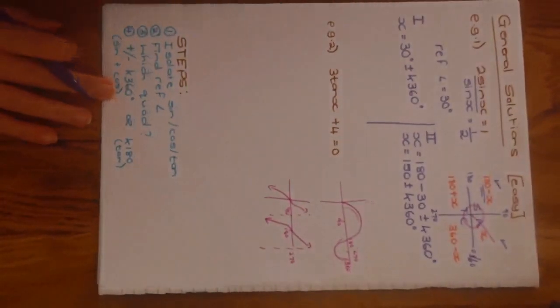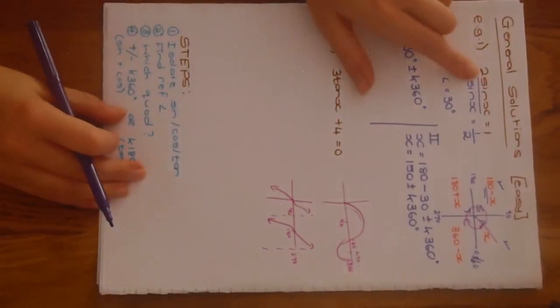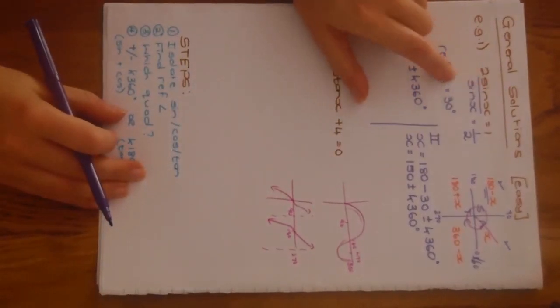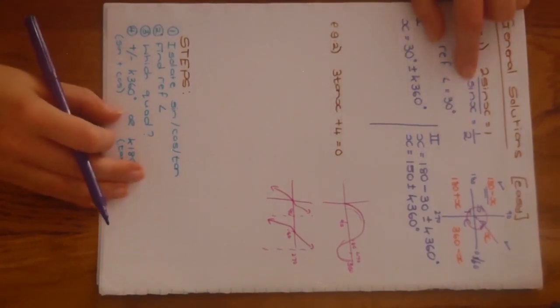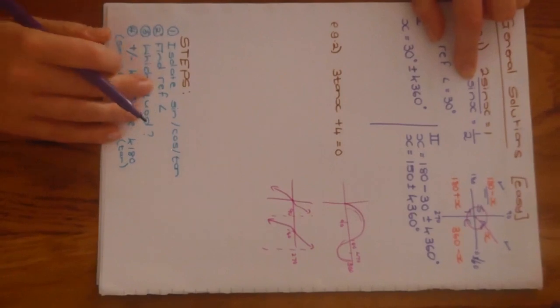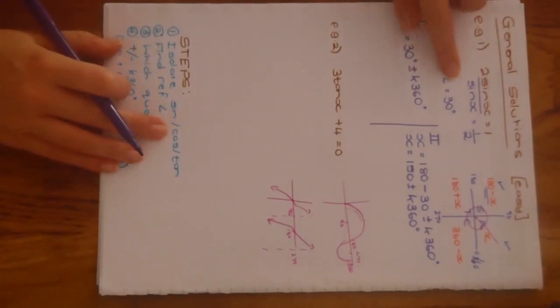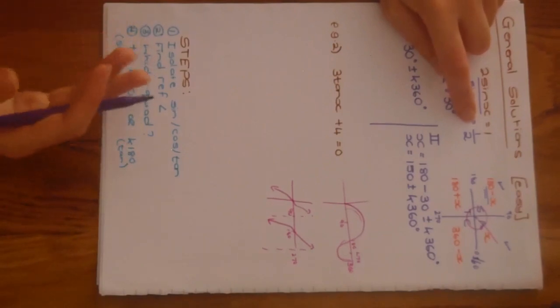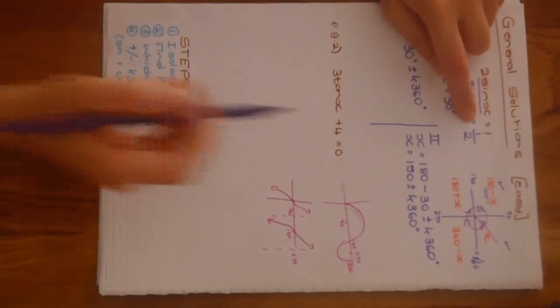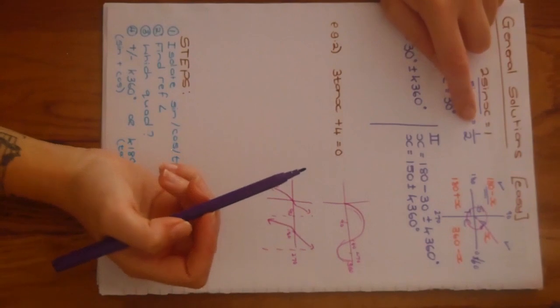So just to run through the steps. Step 1, isolate sine, cos, or tan. Like we did over here, we got sine by itself. We said sine x equals a half. We got it alone. Then you find your reference angle. How do I do that? I shift of that half. And if it was negative, I would still shift the positive half. The negative only tells me which quadrant I'm in.